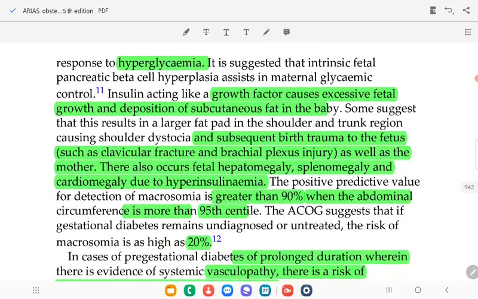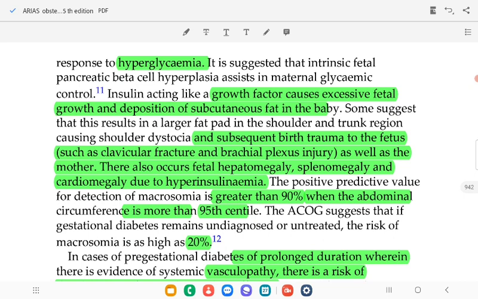It is suggested that intrinsic fetal pancreatic beta cell hyperplasia assists in maternal glycemic control. Insulin-like growth factors cause excessive fetal growth and deposition of subcutaneous fat in the baby. Some suggest that this results in larger fat deposits in the shoulder and trunk region, causing shoulder dystocia. Subsequent birth trauma to the fetus, such as clavicular fracture and brachial plexus injury, can occur, as well as to the mother.